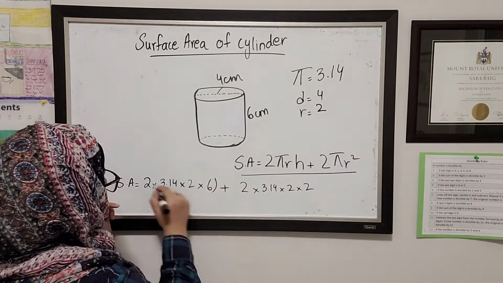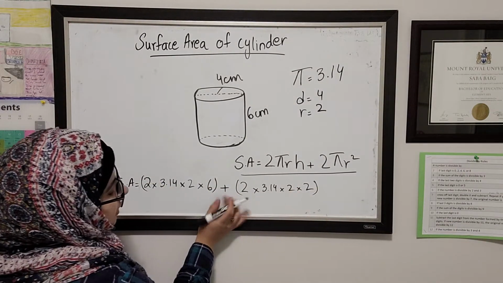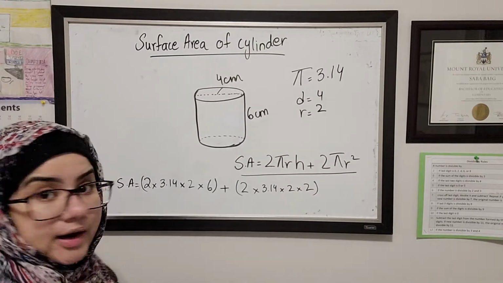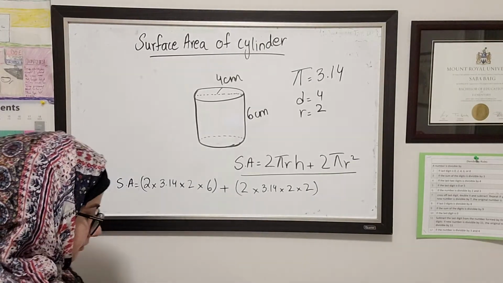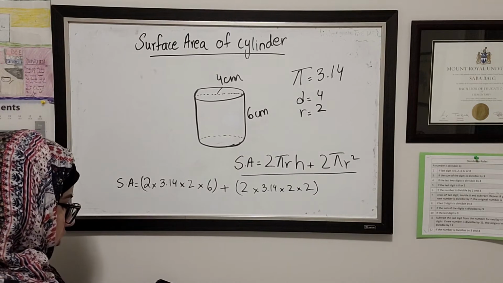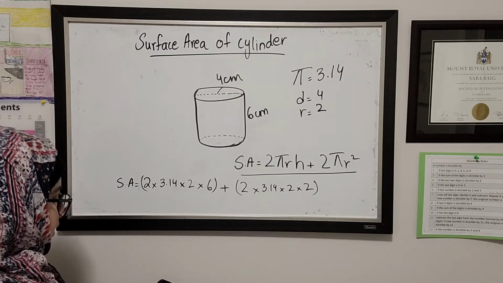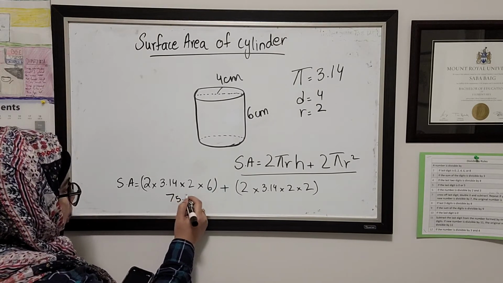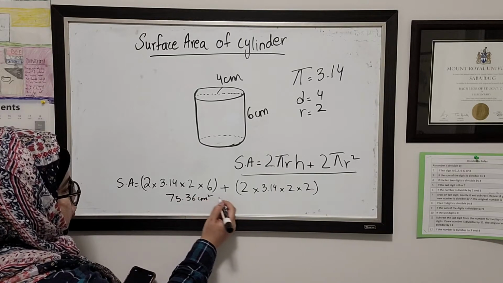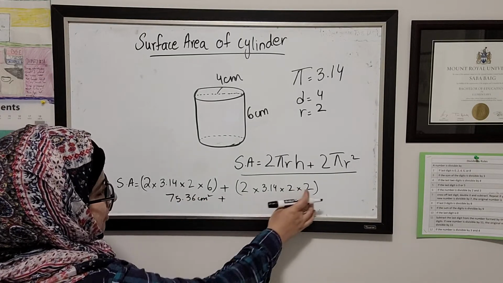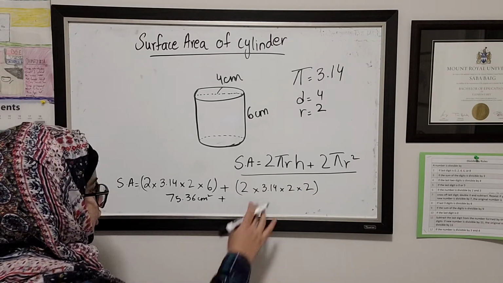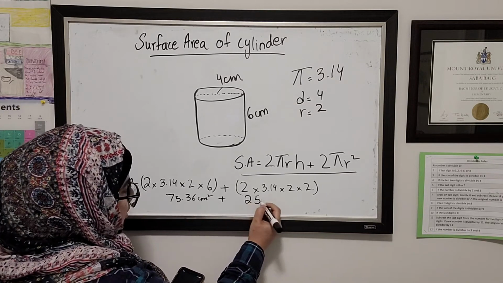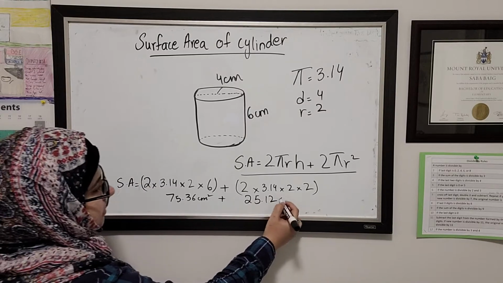We're going to solve it. First we solve this chunk, then we solve the other chunk, and then we add them up. I'm going to use my calculator quickly so that I don't make any mistakes. 2 times 3.14 times 2 times 6 gives me 75.36 centimeters squared. Plus, now I multiply the other part: 2 times 2 is 4, 4 times 2 is 8, 8 times 3.14 gives me 25.12.